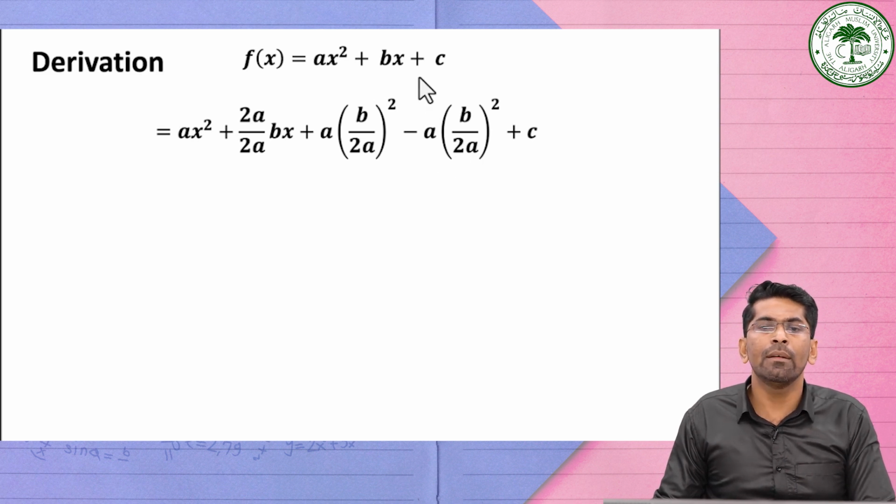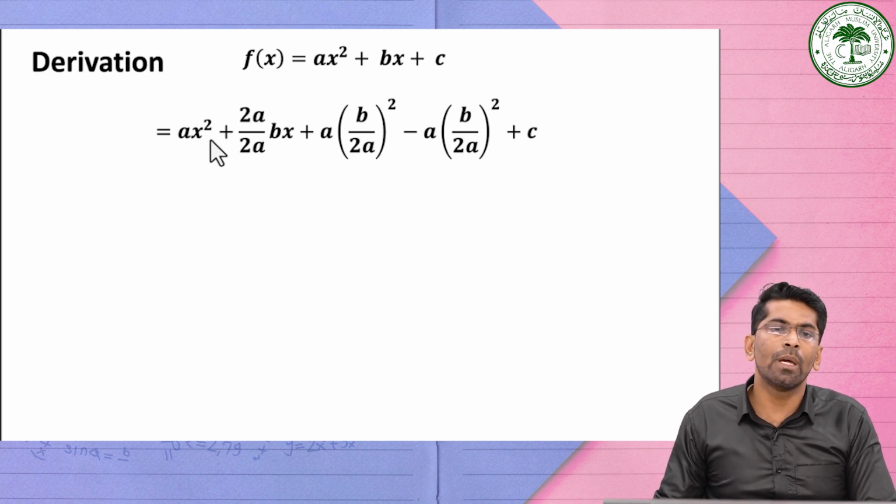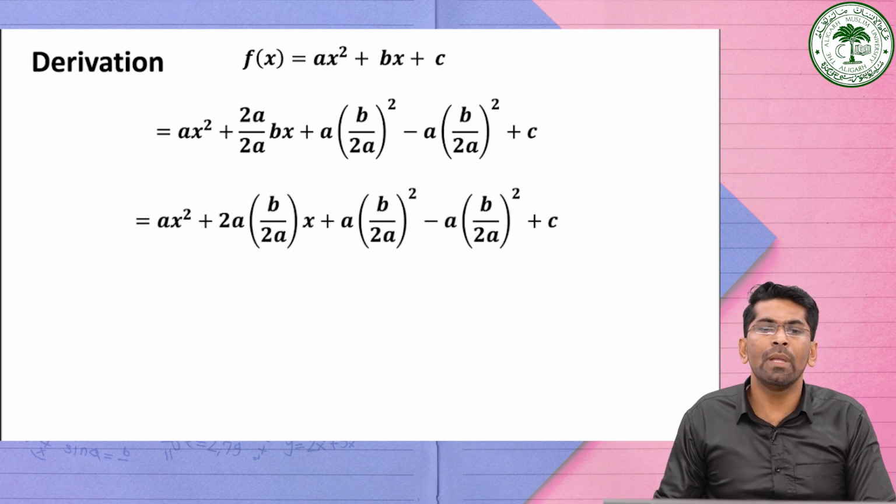Then what remains is the constant c, so we put plus c here. Our expression will be ax² + (2a/2a)bx + a(b/2a)² − a(b/2a)² + c. Then we follow the same step, but we are just rewriting the 2a term: we take the 2a into the numerator, on the left side.